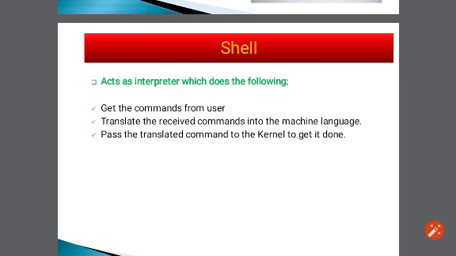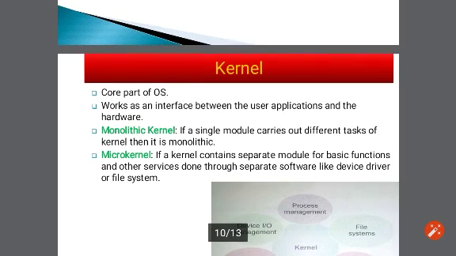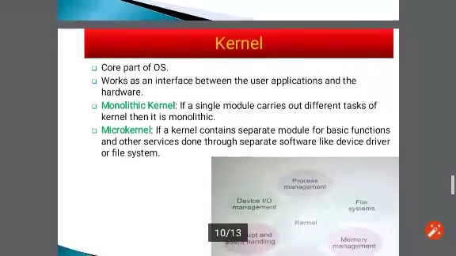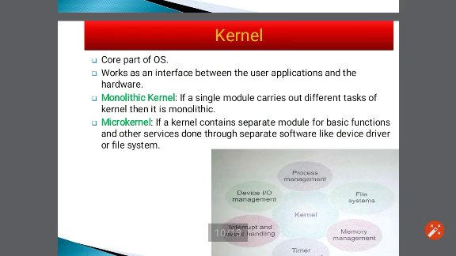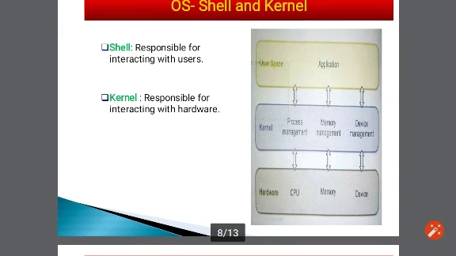So shell is just taking the information, converting into machine language, and then whatever work or whatever the task is to be done, that is sent to kernel. Now kernel is responsible to do it or get it done. Now kernel, as I have already told, it is the core part of operating system. It also works as an interface between the user applications and the hardware. In this figure, you have seen that kernel is acting as an interface between the user and the hardware.